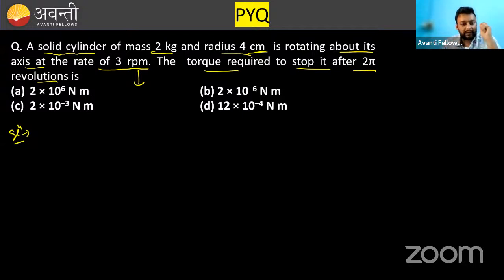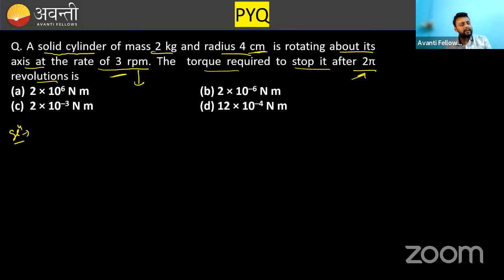So this is a calculation based question. Clear? They are talking about a cylindrical body of radius which is rotating. It is already rotating with some velocity. Can you say that this is the initial velocity with which it is rotating? Clear? And it stops after 2 pi revolutions.